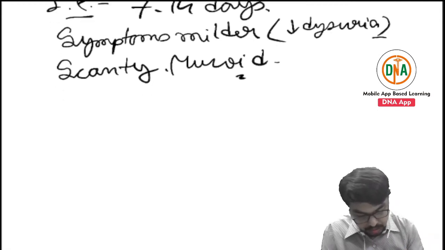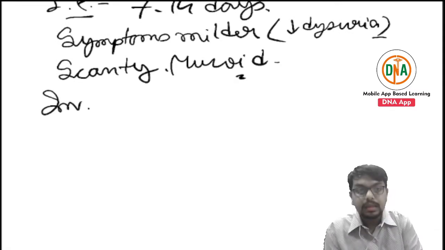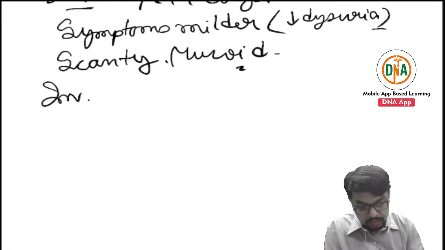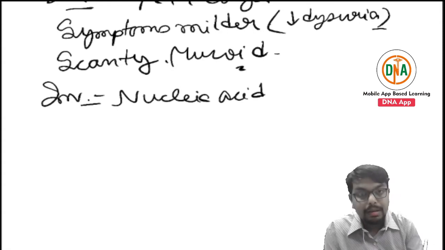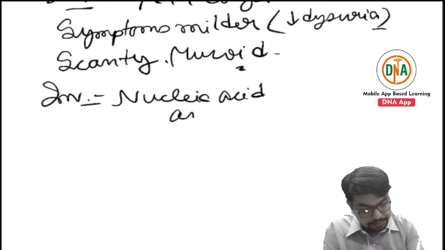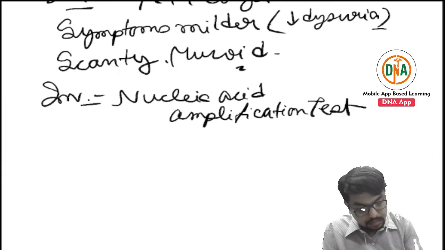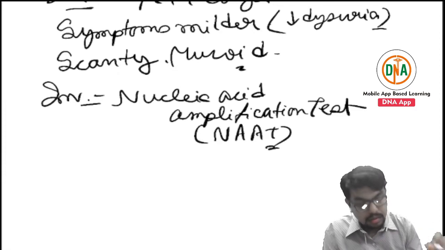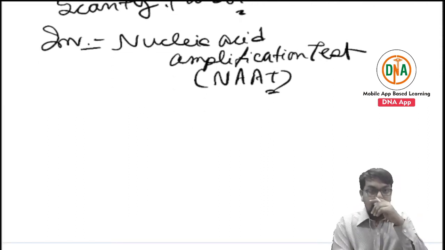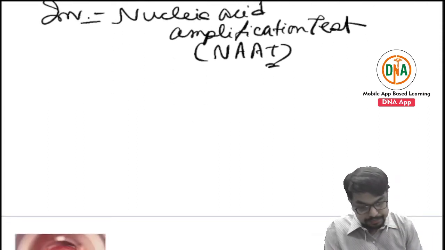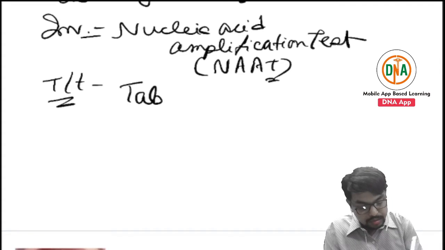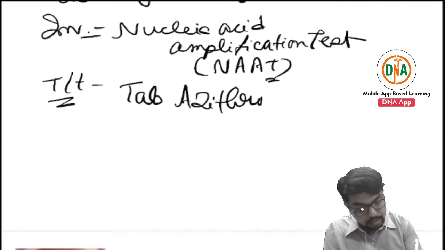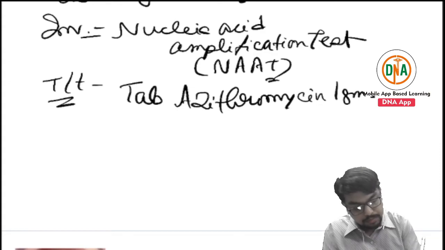Now, what is the investigation that we do in case of non-gonococcal urethritis? We do nucleic acid amplification test, mainly for Chlamydia infection. This is the most common organism, and we do the nucleic acid amplification test, the NAAT. It is done by taking a swab of urethral discharge. Now, what is the treatment of Chlamydia for non-gonococcal urethritis? Mostly Chlamydia. The treatment is azithromycin 1 gram single dose orally.